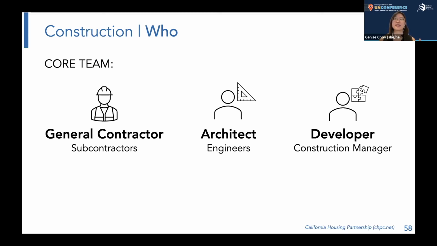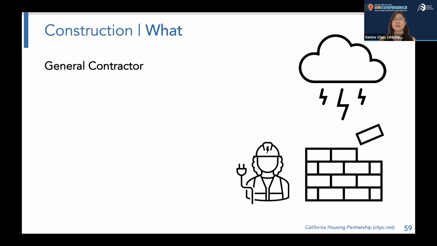So the roles that the GC, architect, and the developer play become a little more complicated. And it really starts to matter who's on your team, how well they work together, and how well you plan for these challenges during pre-development. So starting with the contractor, it's the general contractor and their subs who are really the ones doing the hard work on the front lines, building the building. Here are some examples of the kinds of things that they might have to contend with during construction.